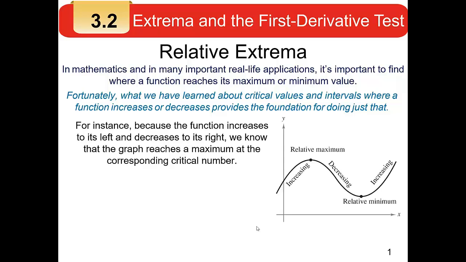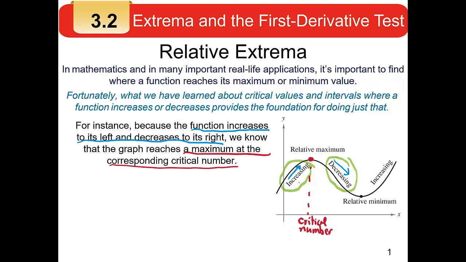For instance, if I look at this simple graph here, you can see that the function increases on the left and decreases on the right. And that tells us that that value between the increasing and decreasing is a maximum for this function, at least locally in that area, and we call that a relative maximum. In the area of that point, which I'm calling a critical number, this function reaches its highest point.